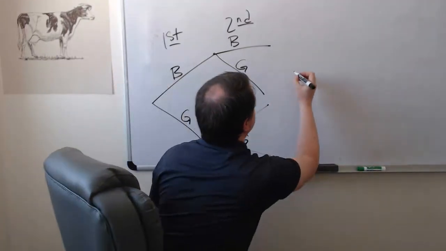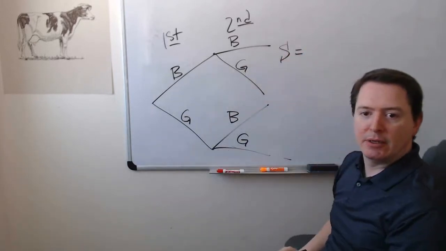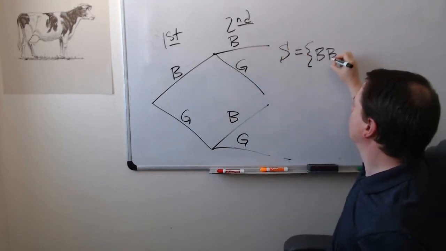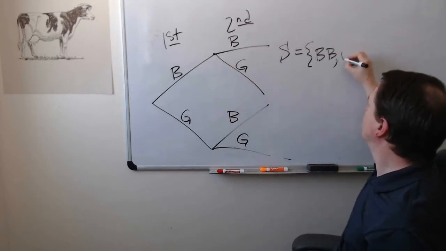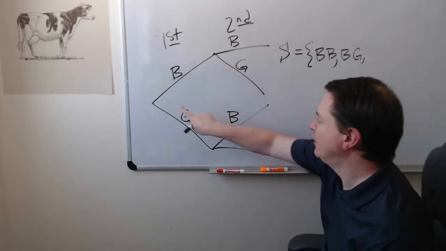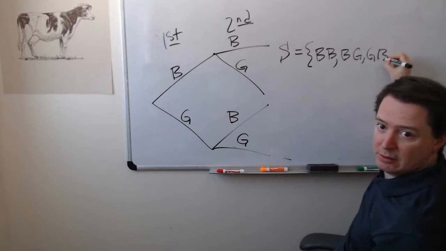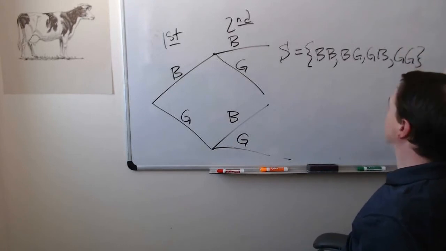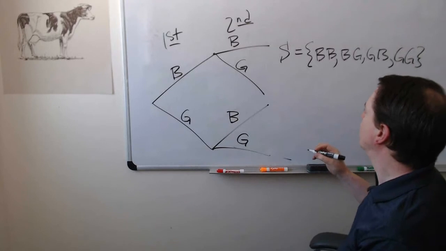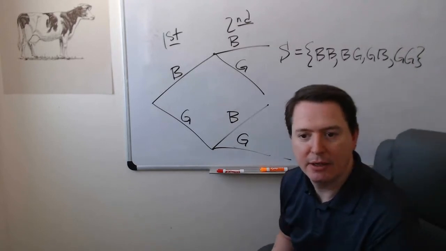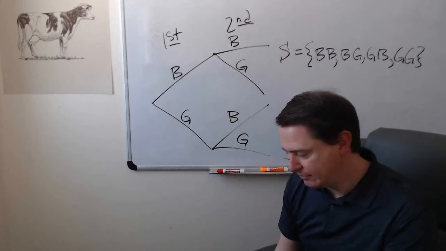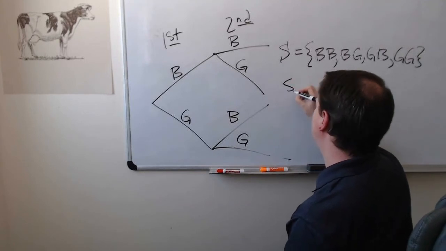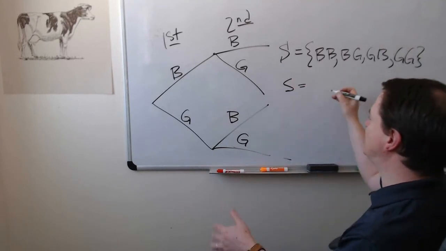Let's write out our sample space. So that's going to be this top one, boy, boy. Then the next one, boy, girl. Then the next one, girl, boy. And finally, girl, girl. Okay. And I want to find the probability that the king has a sister. Okay? So I'll just write it as the letter S for my event of having a sister.